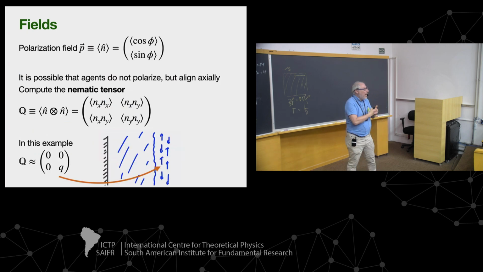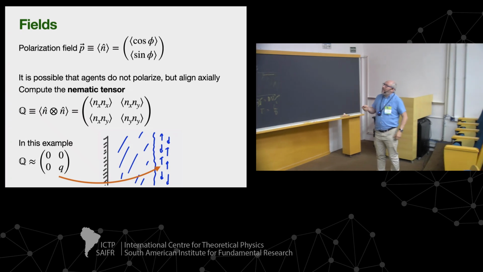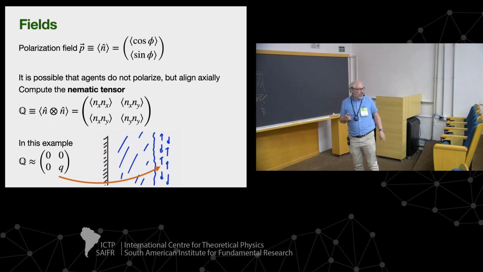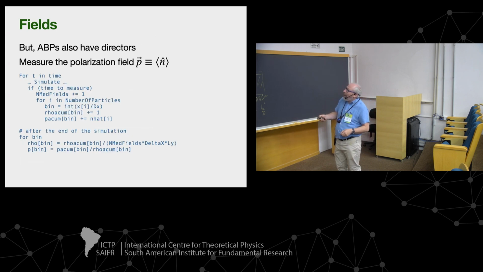Okay, but the polarization, as I said, is the average of the directors, and the directors were this vector, cos phi, sin phi, in 2D. So in 2D, the polarization is the average of the cos and sine. Yes? So that's what you get. Here, when I said that I accumulate the director, actually I'm accumulating the cos and the sine of the directors. It's the same thing. Or the x and y component of the directors.